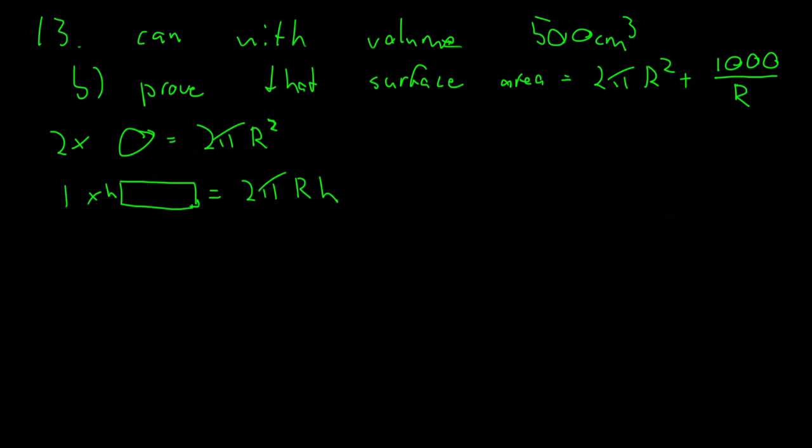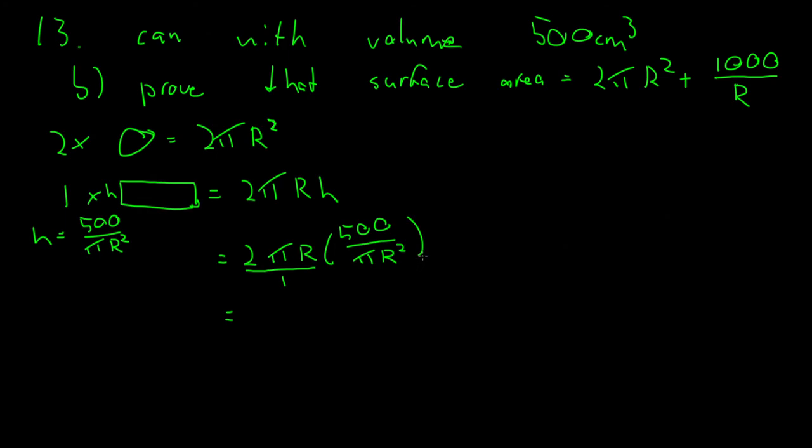So that's where this little thing comes from. But we know from the first question that h equals 500 divided by pi r squared. So we just sub that in here. Equals 2 pi r times 500 divided by pi r squared. And so what we have to do is multiply these together, and if you want to make it a little bit easier to visualize, you can imagine that that's over 1 and just multiply as you would any fraction.